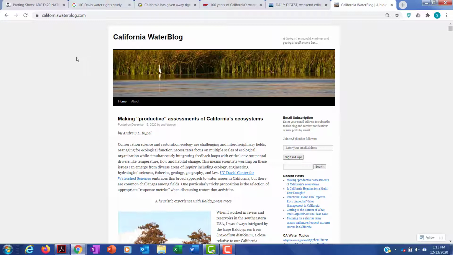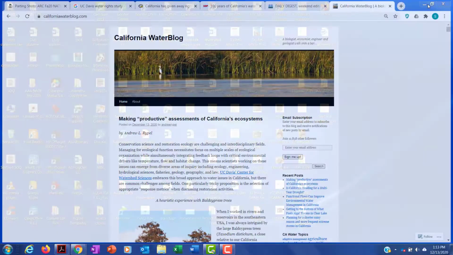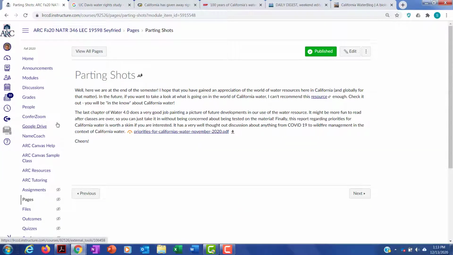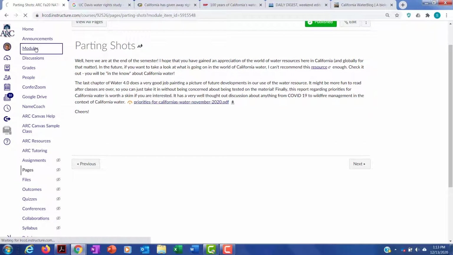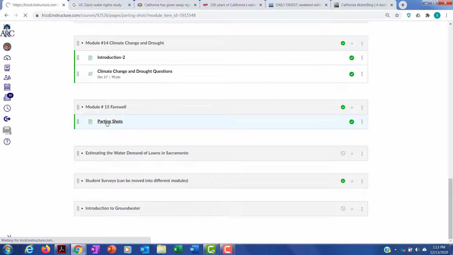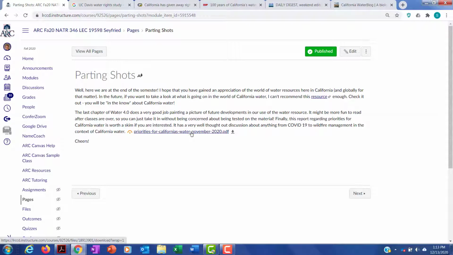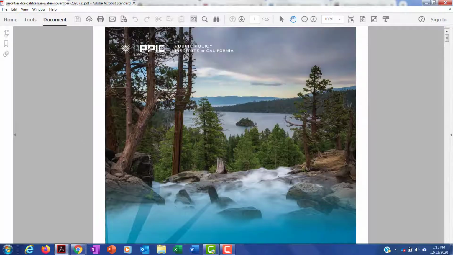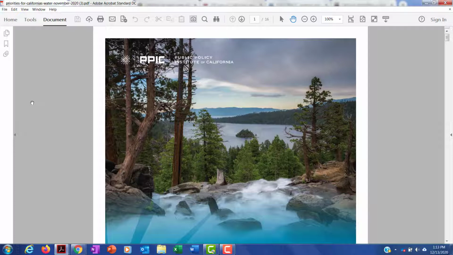And then finally, and I didn't assign this as required reading because I think you've got enough assignments, especially in this remote format. But in the last module, there's a very interesting article, and it's very new, November 2020. I'm pulling it up here, I hope, called Priorities for California Water. It's done by the Public Policy Institute of California. They're not academic, but they're also not private sector. They're a nonprofit, kind of a think tank group.